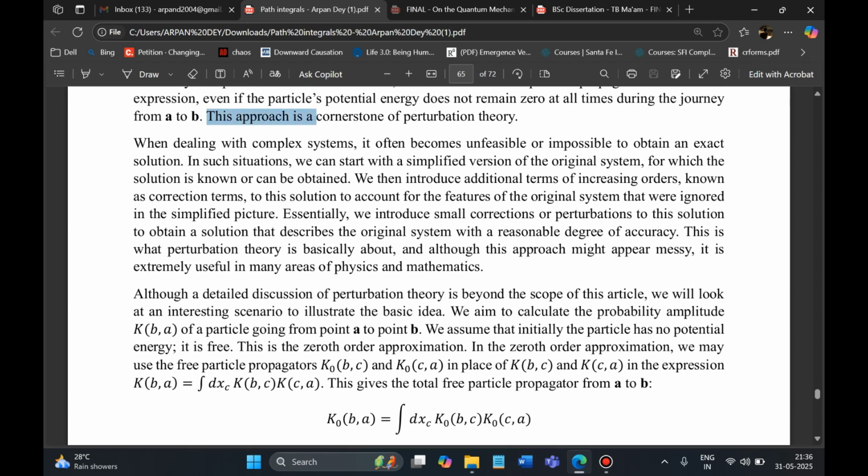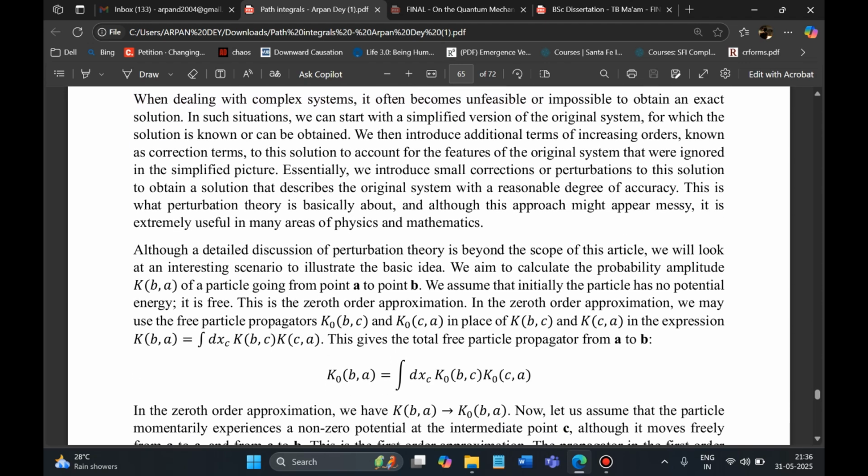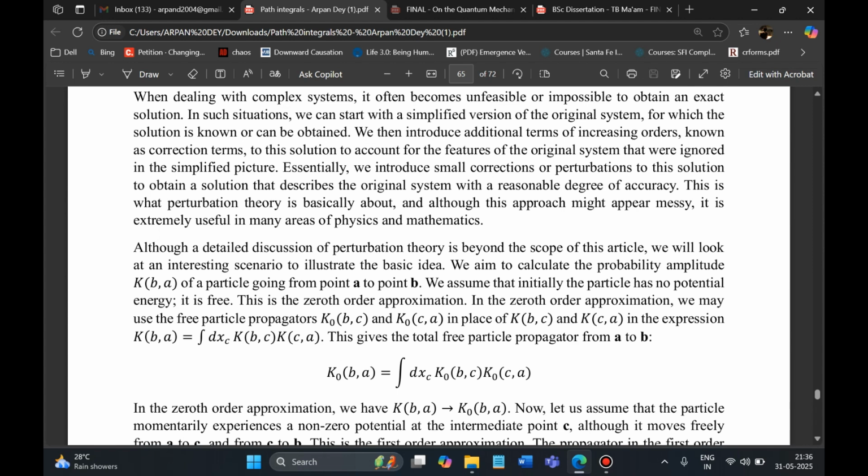This approach is a cornerstone of perturbation theory. When dealing with complex systems, it often becomes unfeasible or impossible to obtain an exact solution. In such situations, we can start with a simplified version of the original system, for which the solution is known or can be easily obtained. Then we introduce additional terms of increasing orders, known as correction terms, to this solution to account for the features of the original system that were ignored in the simplified picture.